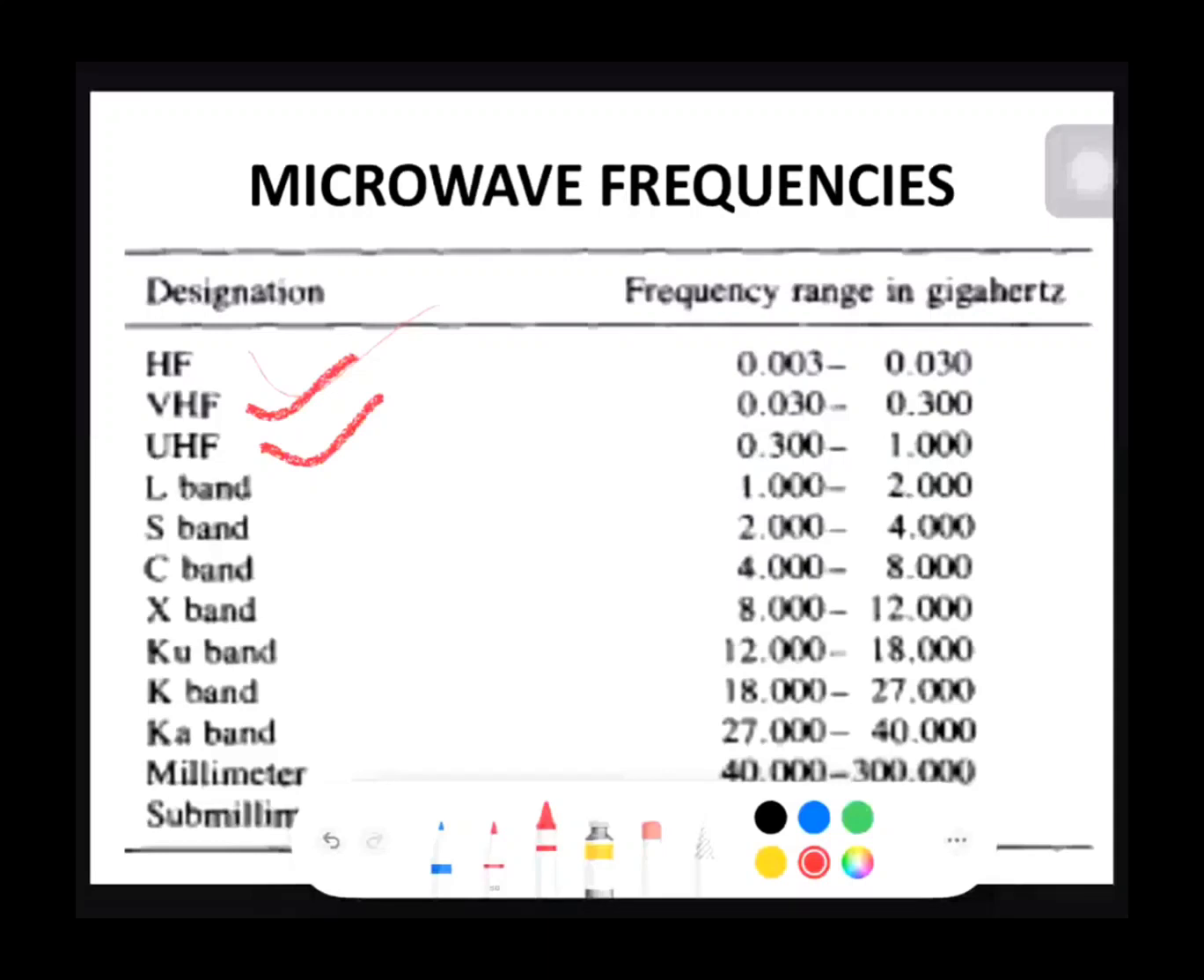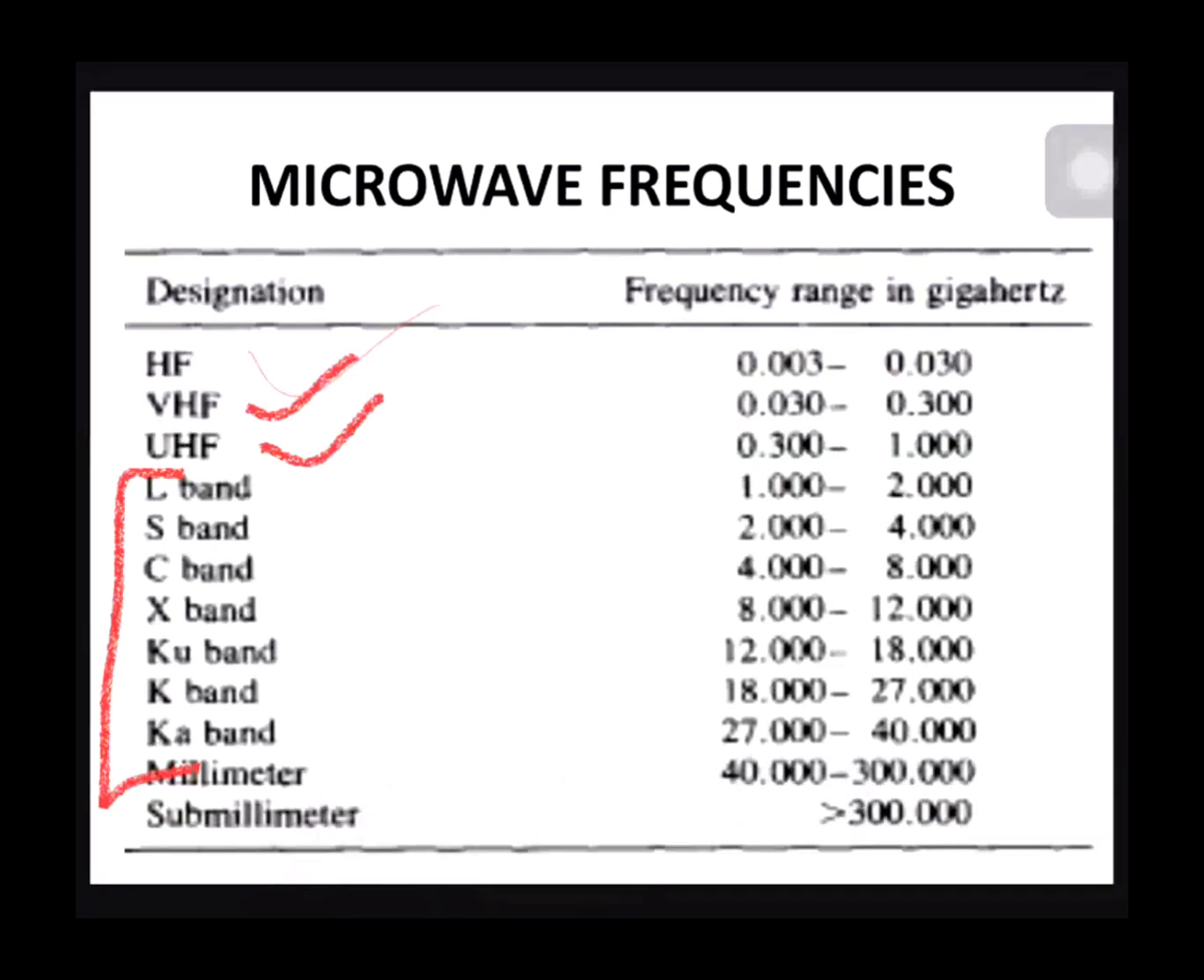Frequency band classification: the frequency is classified into high frequency, very high frequency, ultra high frequency, L band, S band. The frequency band designation is done in the form of alphabetical nomenclature. That's why here you see the L band, S band, C, X, K bands. The K band is further classified into Ku, K, and Ka band. And finally, we have the mm band and the sub-mm band.